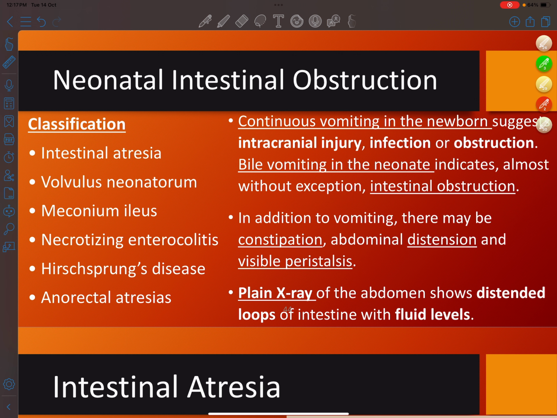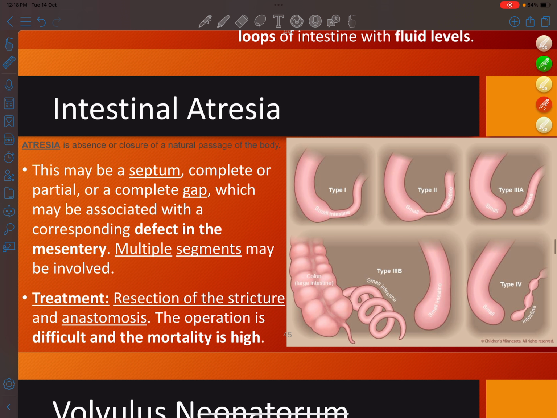Neonatal intestinal obstruction. In fact, since you have pediatric surgery lectures now by Dr. Kirani, I will not go through this pathology in detail. We have atresia, which is failure to develop parts of the small bowel, partly or completely, which has different types.